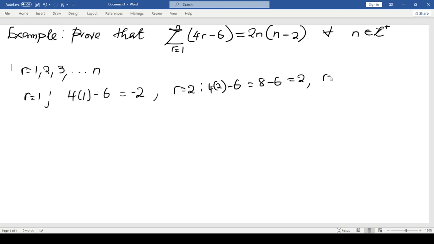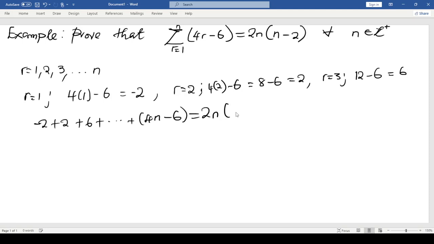So let's also check for when r is equals to 3. So when r is equals to 3 there, we're simply going to have 4 multiplied by 3, that's going to be 12, so minus 6, which will give us a 6 there. Okay, so we can work with the 3 terms that we have there. So meaning that on the left hand side, we're simply going to have our negative 2 plus 2 there. Then the next term that we found here is plus 6. So we can just work with these 3 terms for the sake of time. So plus all the way up to, we said r assumes values up to n there. So plus, open brackets 4n minus 6 equal to 2n there, open brackets, n minus 2 like this.